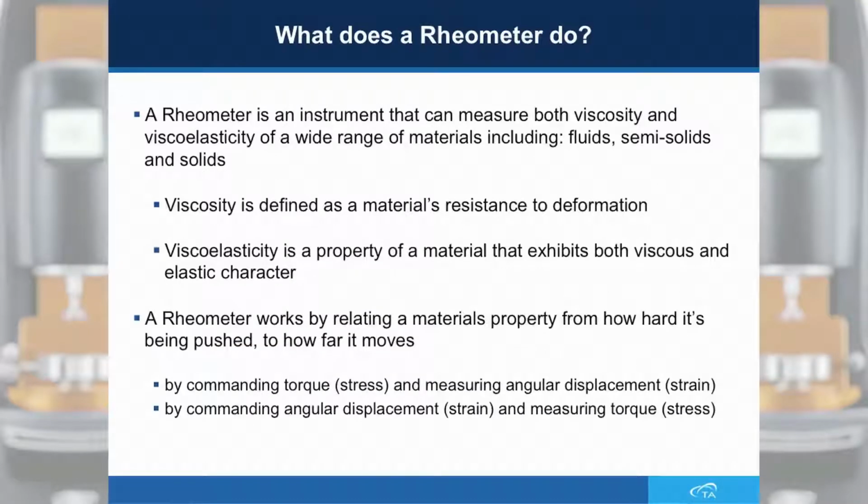Before we move on to discussing the DHR, a rheometer is an instrument that can measure both viscosity and viscoelasticity of a wide range of materials, including fluids, semi-solids, and solids. Viscosity is defined as a material's resistance to deformation. Viscoelasticity is a property of a material that exhibits both viscous and elastic character. A rheometer works by relating a material's properties from how hard it's being pushed to how far it moves. It does this by commanding torque, as stress, and measuring angular displacement, strain. Alternatively, by commanding the angular displacement, strain, and then measuring the torque, stress.